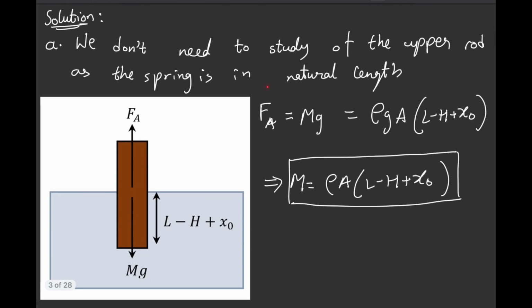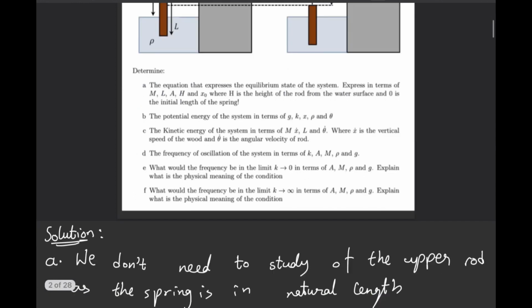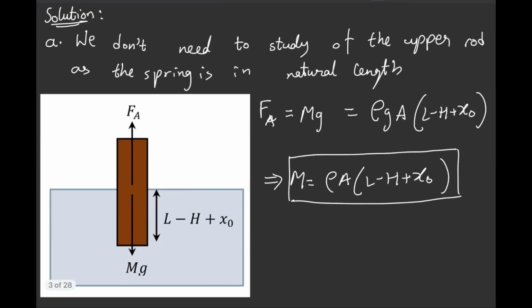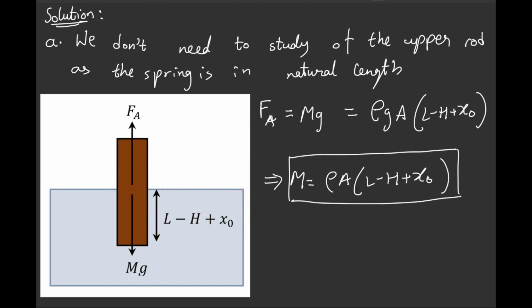Part A is just the buoyancy force Fa equal to mg, and the part that is submerged is L minus h plus x naught. So it is L minus h plus x naught, which gives this. So Fa equal to mg, which is the buoyancy force, Archimedes principle. You get m is rho A into L minus h plus x naught. So that is the equilibrium position.